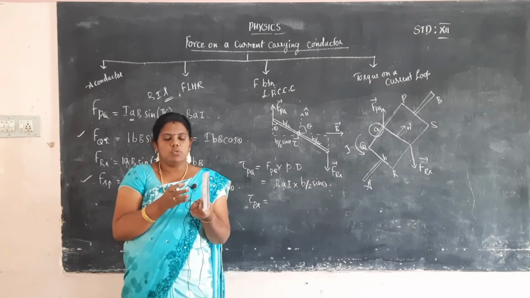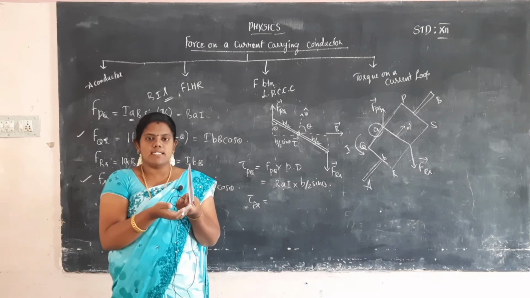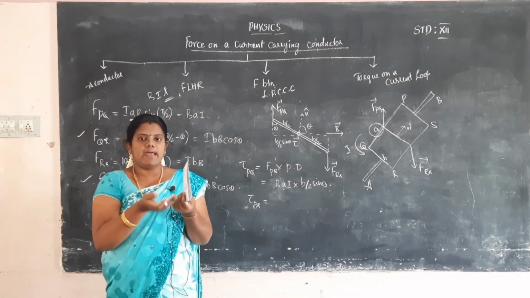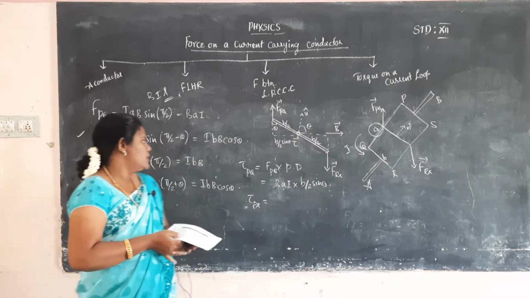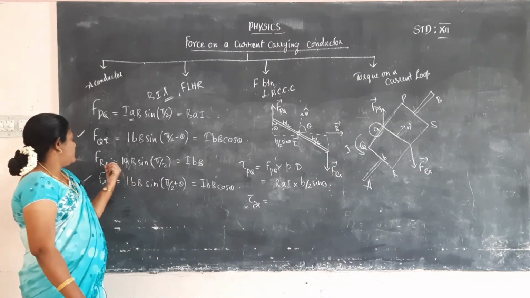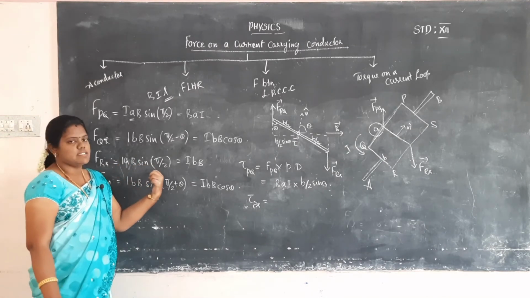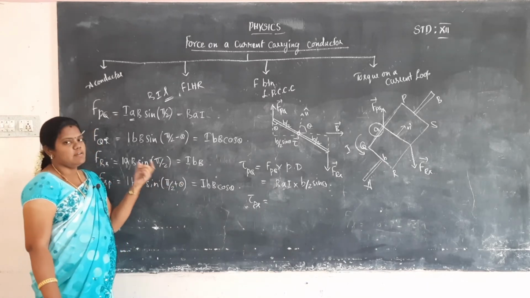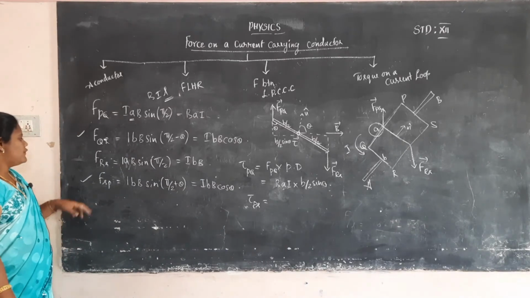Clear? The loop is perpendicular to the magnetic field. So for the PQ and RS sides the angle is 90, on the downside part the angle is 90 minus theta, and on the upside part the angle is 90 plus theta. So the force on RS is BaI sin 90, and the value is 1. So BIa. Clear? Then FSP.